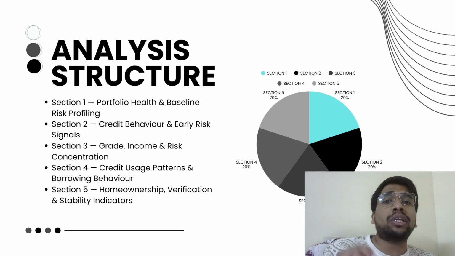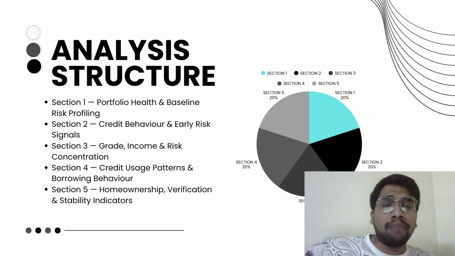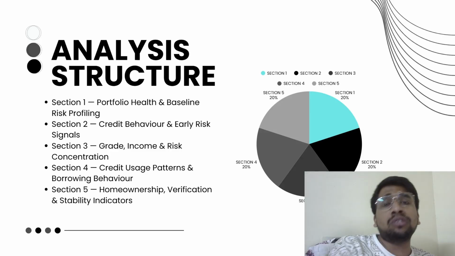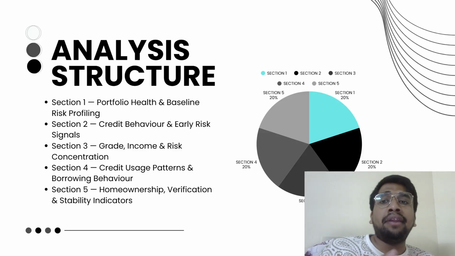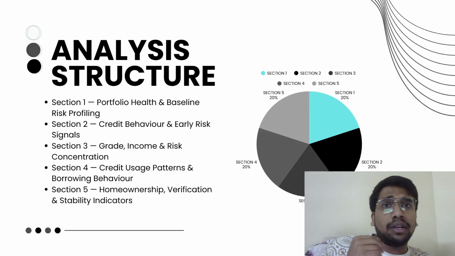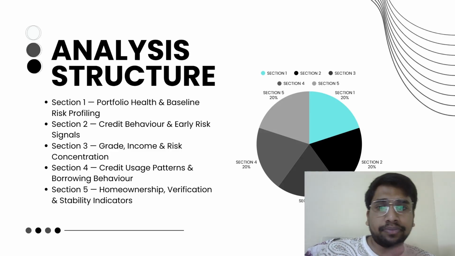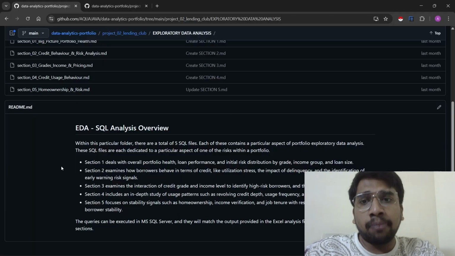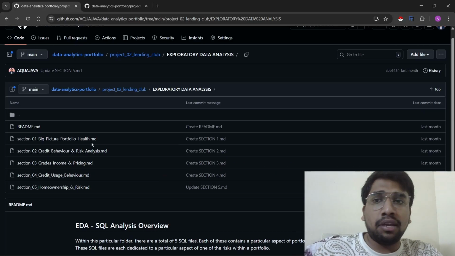In section 4, I have understood the credit usage pattern and borrowing behavior. Here, I have made several different buckets based on the revolving credit balances and the number of credit cards that a person has, or their past delinquencies, or how frequently they repay their loans, and so on. And in the last section, I have looked at stability indicators like home ownership, income, and verified income, and on the basis of that I have done some analysis here. Now we can jump to the EDA part. I've explained the individual sections in my README as well.